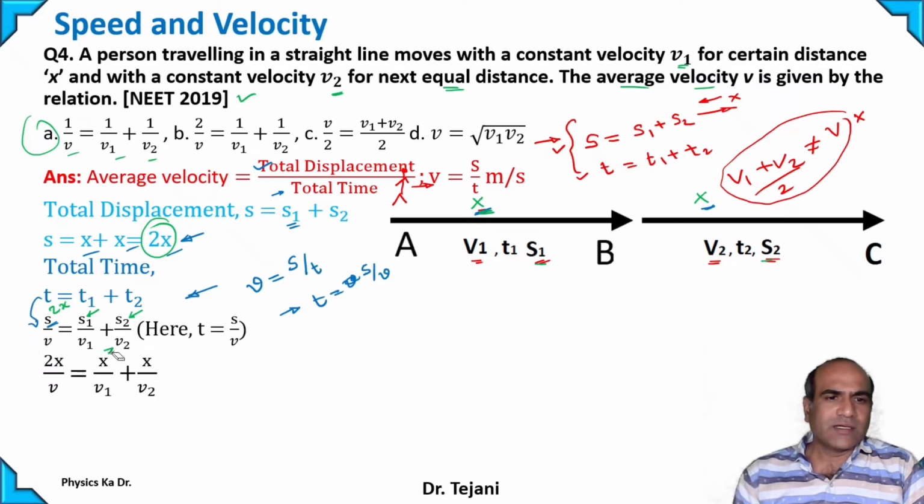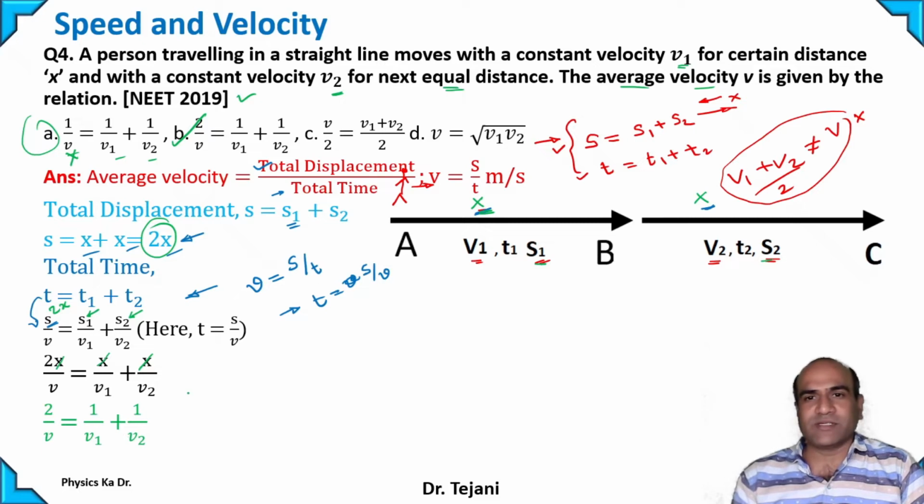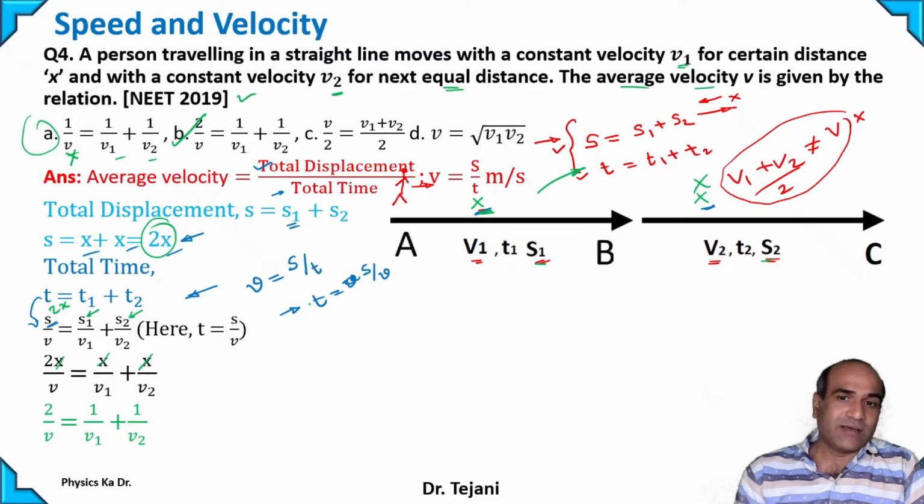2x is equal to x by V1, and the x are now cancelled, and the solution is 2 by V. So option 1, no, 2 by V, yes, this is the correct answer. So option 2 is the correct answer. So in this manner, we can solve these examples. The thing to remember is here S is equal to S1 plus S2, T is equal to T1 plus T2, but V1 plus V2 by 2 is not equal to V, or V1 plus V2 is also not equal to V. Condition applies.